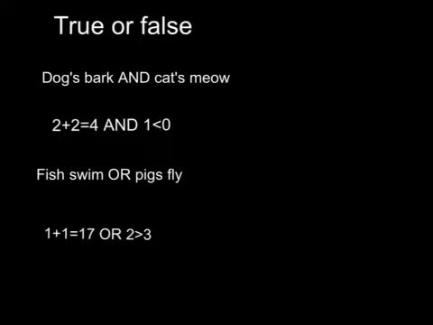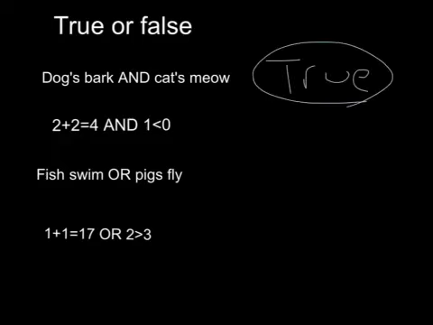Alright, let's do some examples here. True or false. Let's look at this first one. Dogs bark and cats meow. Since we have the word and here, it means that both parts have to be true for the statement to be true. So looking at dogs bark, well, we know that dogs do bark, so that part is true. And cats meow. Cats do in fact meow, so we have true for dogs bark, true for cats meow. Both parts are true, so we know the whole statement is true.